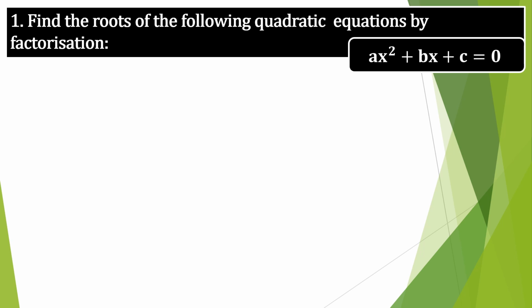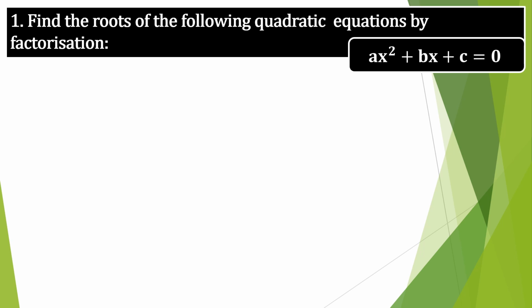So this is our first question. Find the roots of the following quadratic equations by factorization. Now see, first thing first, the standard form of the quadratic equation should be clear in our mind, and we should be able to identify a, b, c from the given equation: coefficient of x square, coefficient of x, and the constant term, right?